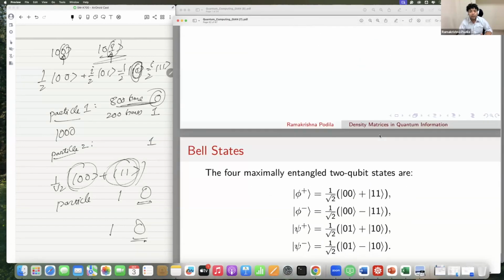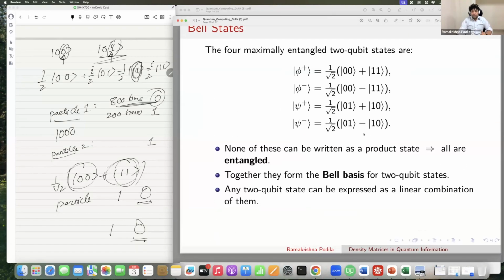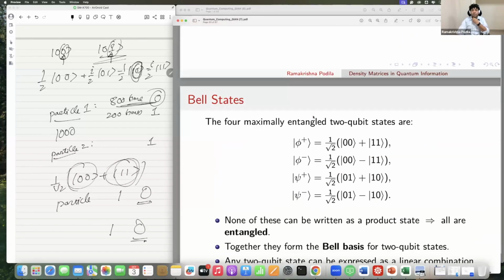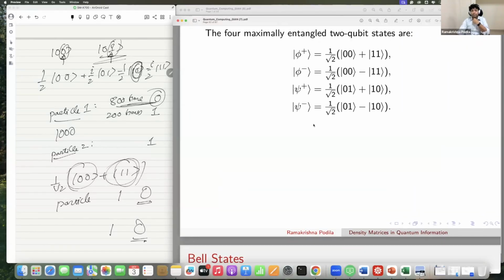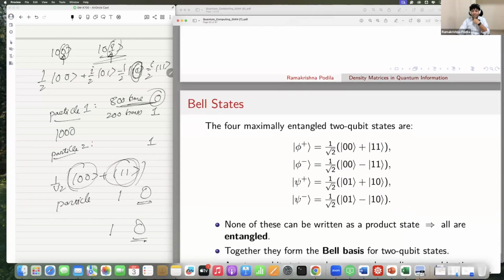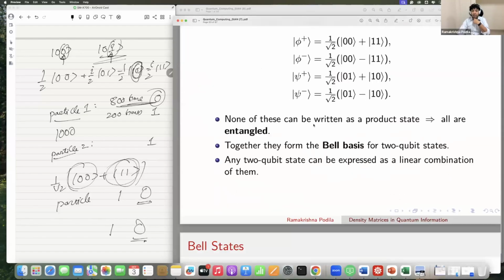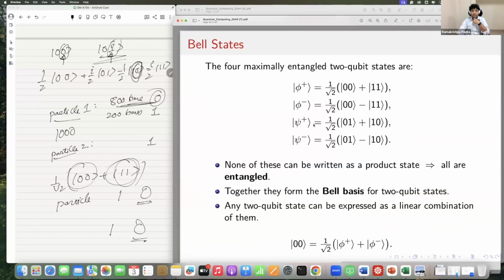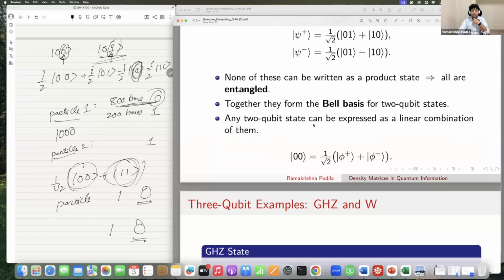Okay, so these are the 4 states that we would call the Bell basis. These are just 4 different states that are maximally entangled. You can check that using the density matrices if you want.